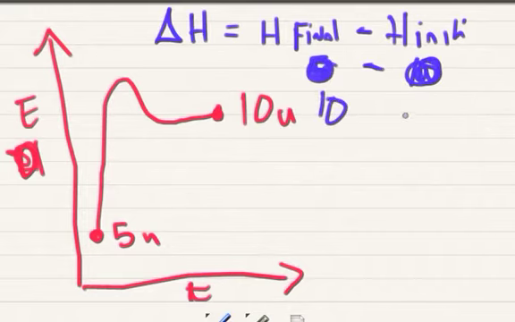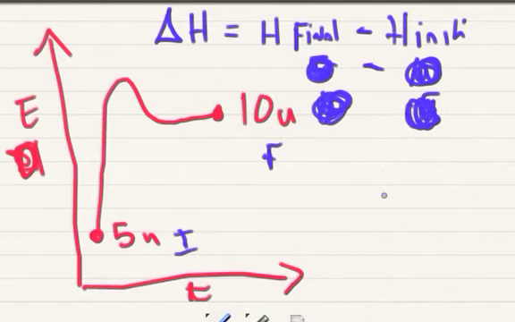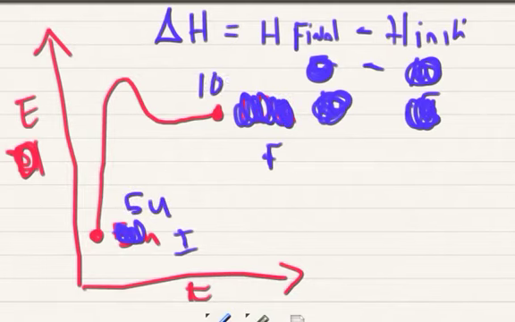My final is 10 and my initial is... I keep messing that up, don't I? Because my initial is down here, and my final is here. So let's see here, initial, and we're going to start at low energy, 5 units. We're going to go to higher energy, 10 units. So my final is going to be 10 units, and my initial is going to be 5 units.